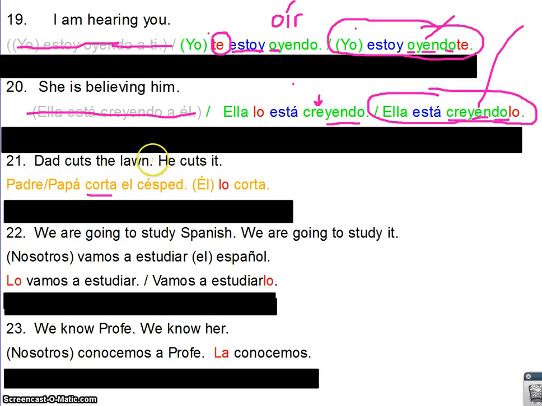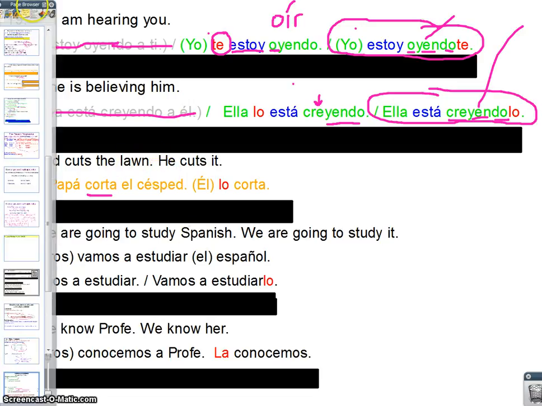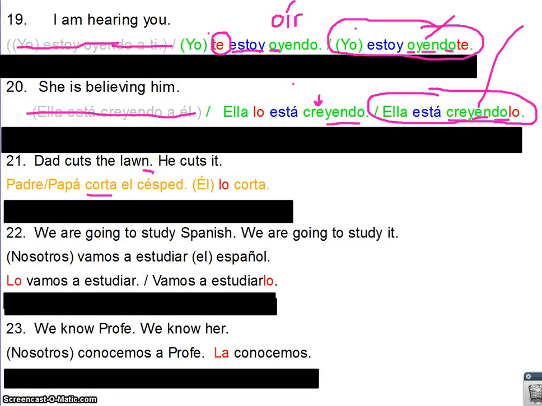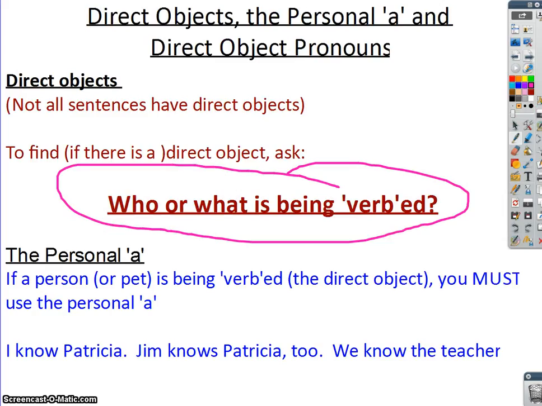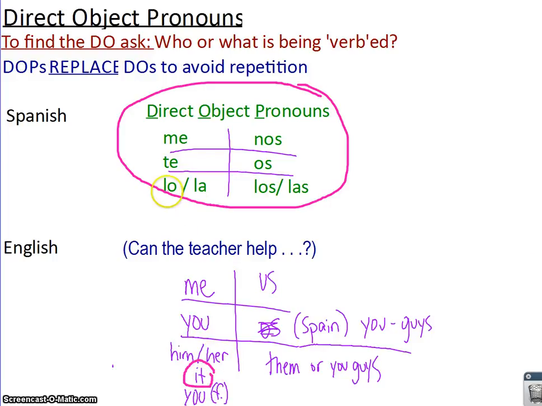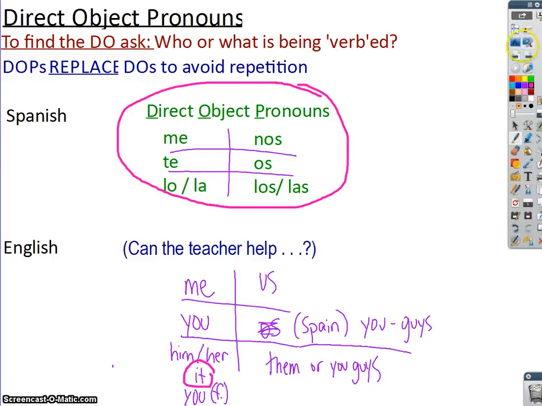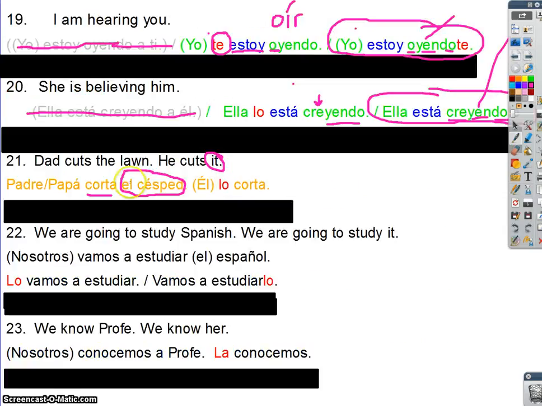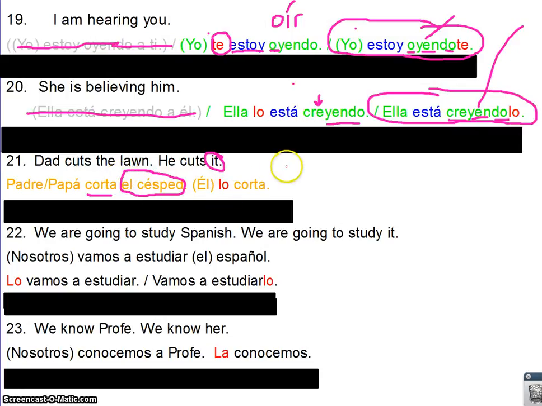To find the direct object, I ask myself who or what's being verbed, in this case cut, and that is el césped. So if I want to take that out and say he cuts it, my best direct object pronoun is over here, bottom left box. I have to choose between lo and la, and since el césped is singular and masculine, it would be lo. Where do I have to put lo in relationship to corta? I have to put it in front because it's a conjugated verb.